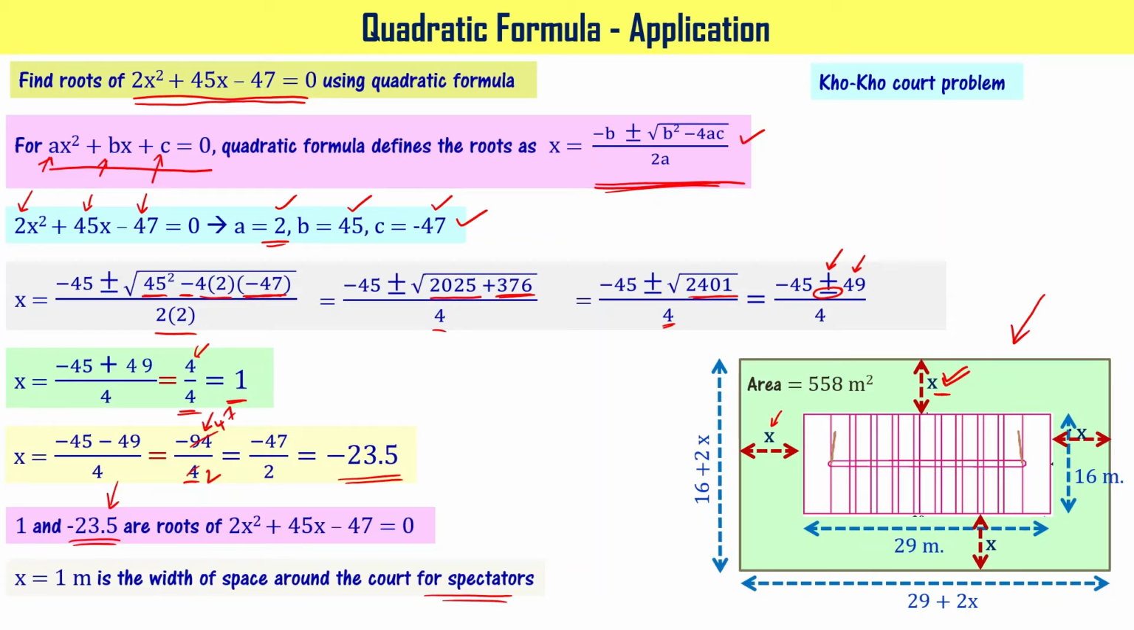If you remember, you are asked to place the court in a given rectangular enclosure such that you will have equal width for the spectators on all the four sides of the court, right? So that is 1 meter here, if you remember. Otherwise, you go back to the introduction video and take a look at this problem, right?